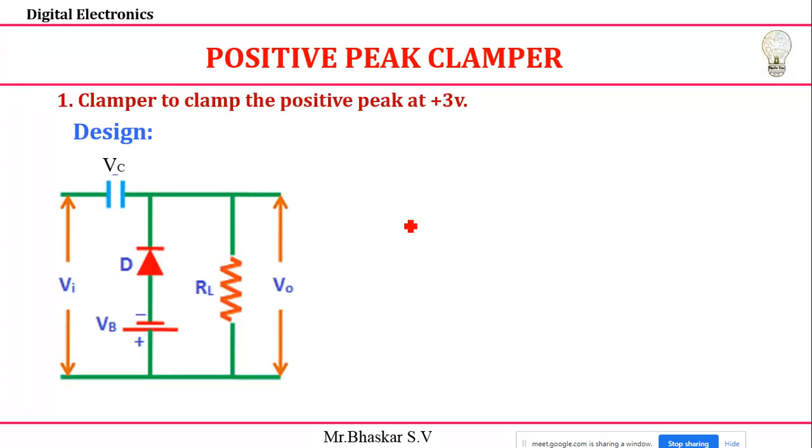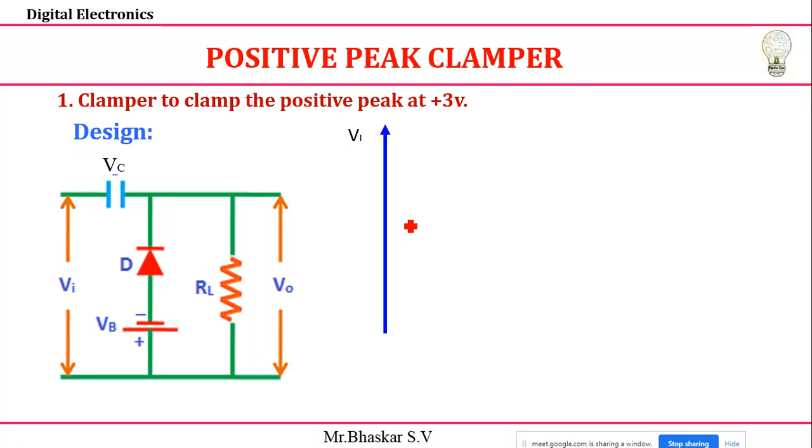For explanation purposes, I'm going to take one question. We need to design a clamper circuit to clamp the positive peak at plus 3 volts. This is our question. Let's see how it works and how to do it.